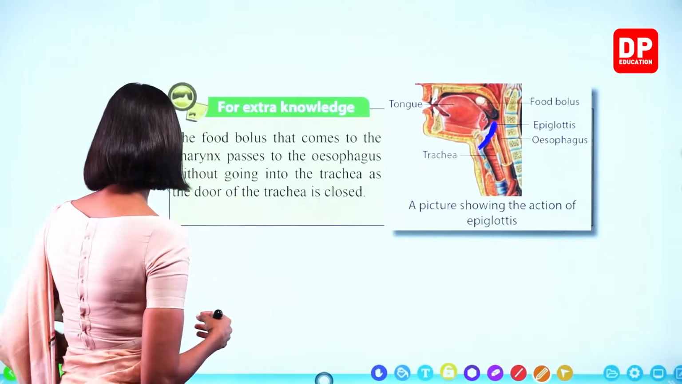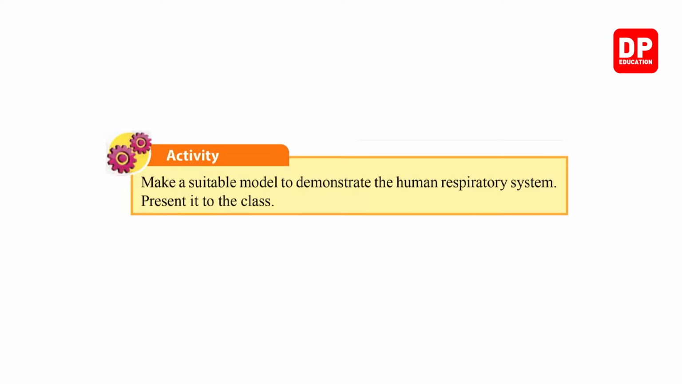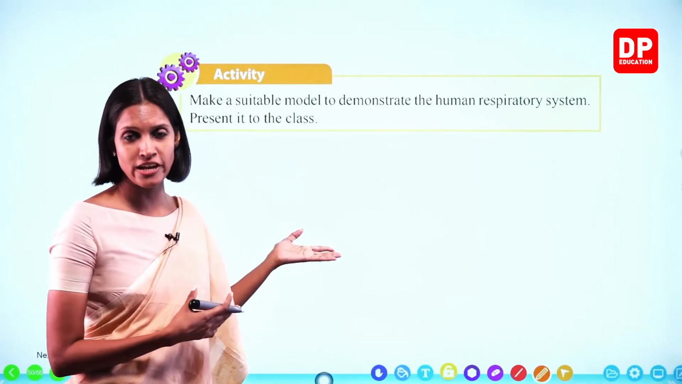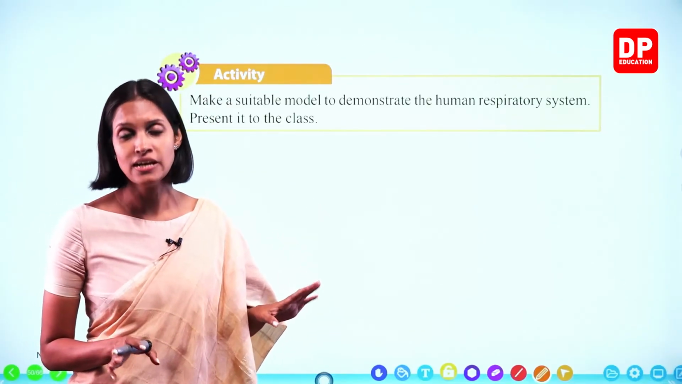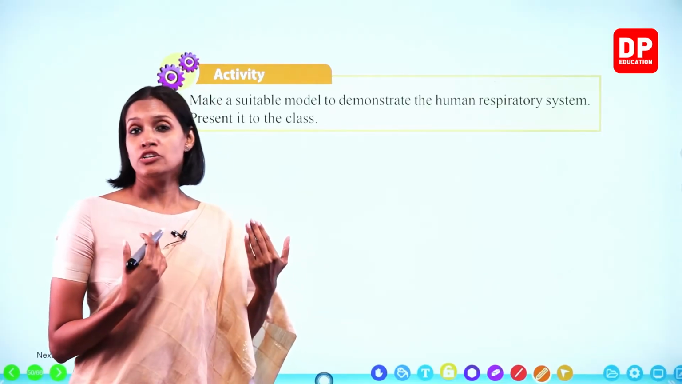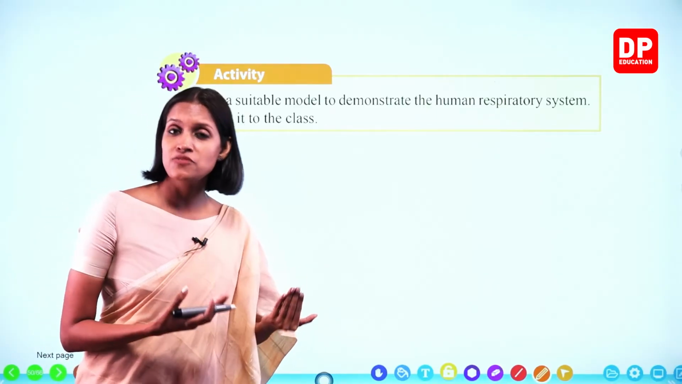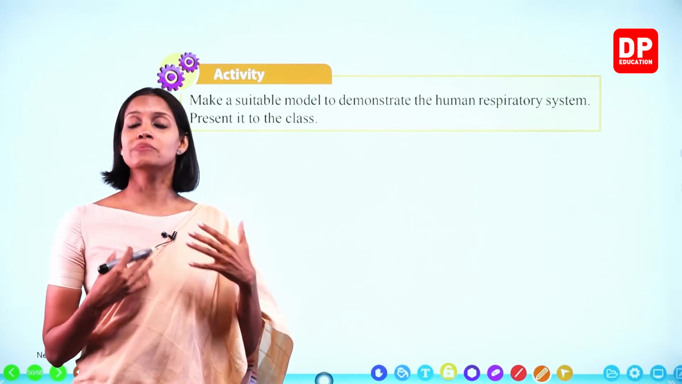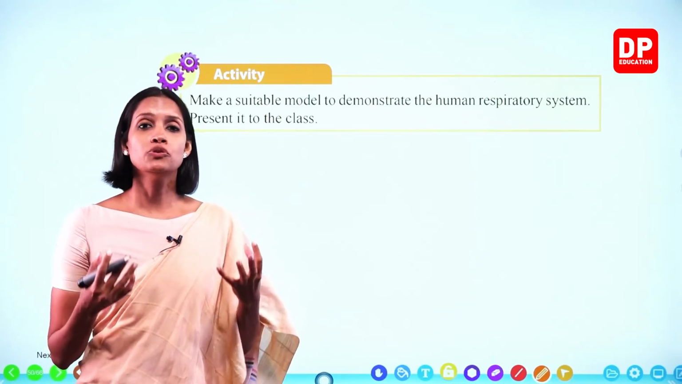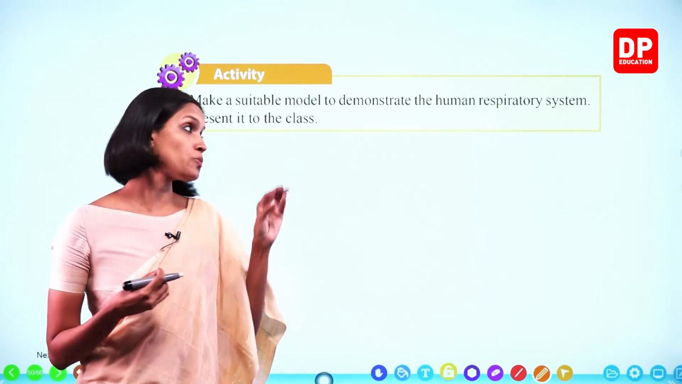Okay, so we have another activity to do. Make a suitable model to demonstrate the human respiratory system. Present it to the class. This also can be done as an individual activity or even a group activity. Right? Earlier, when we were learning about the digestive system, I told you all what materials you can use. You can use clay and you can use polythene bags.